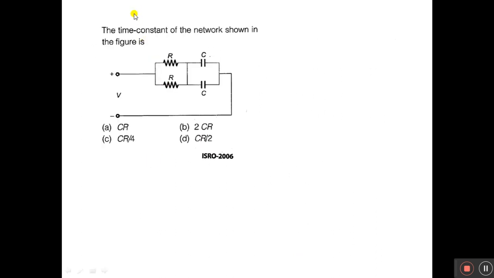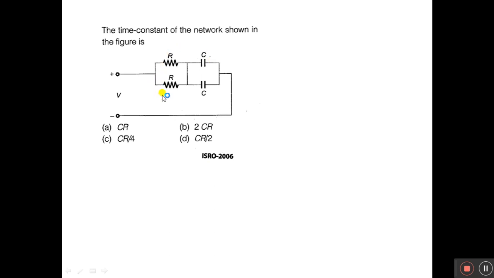Next is the time constant of the network shown in figure. Option A CR, option B 2CR, option C CR by 4, option D CR by 2. This question was asked in ISRO 2006. Time constant general formula: time constant equals RC.